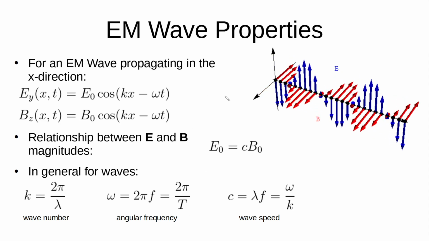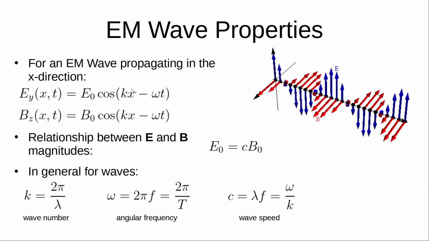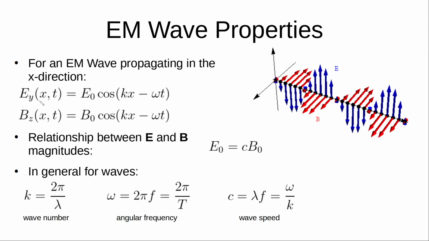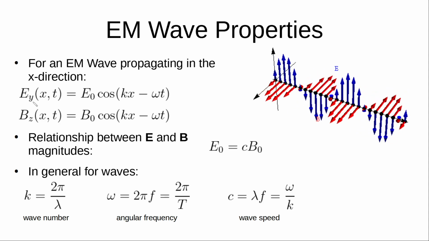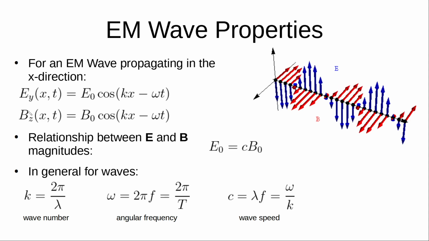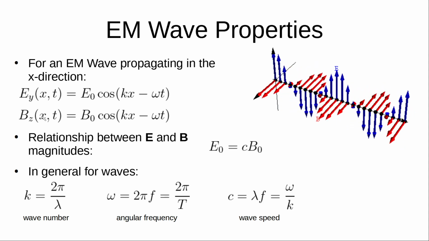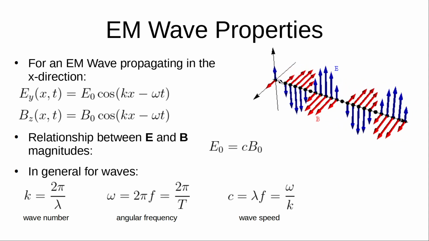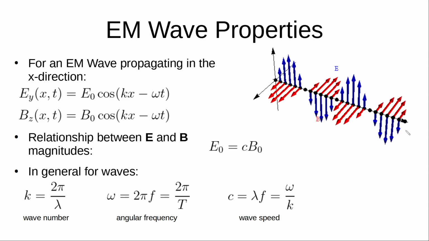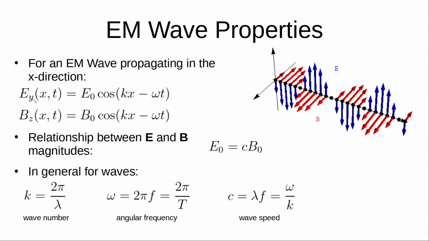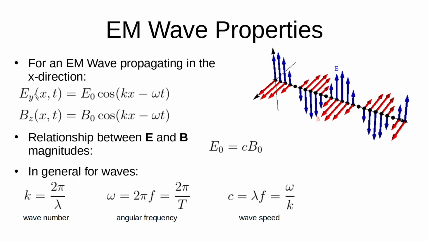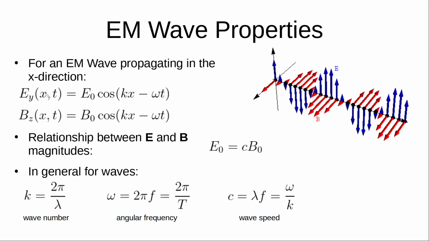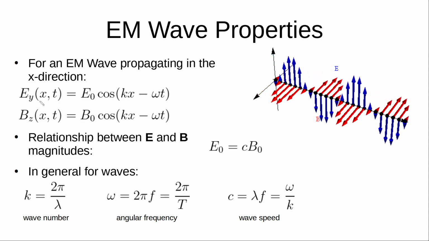So some other properties of electromagnetic waves are that we can describe them using these equations. As we already explained, the electric field and magnetic field are always perpendicular to each other. Here in this animation, we're showing an electromagnetic wave propagating in the x direction. The electric field only has y components, even though it only varies in the x direction. So that's why it's only a function of x.